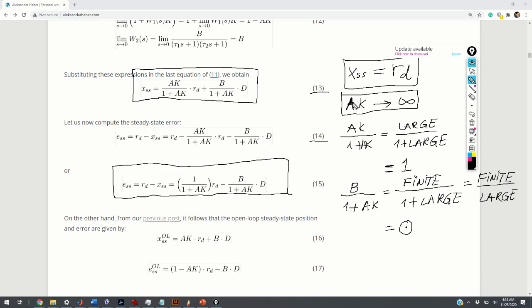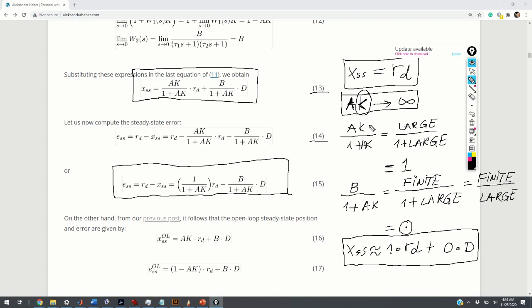Since this term, AK, is the gain of the feedback loop, by increasing K, we can increase the gain of the feedback loop. And consequently, what do we obtain? We obtain that XSS becomes approximately equal to 1 times RD plus 0 times D. So, if we increase K, if we increase the gain in a negative loop, our control objective will be approximately satisfied, even with a simple proportional controller.